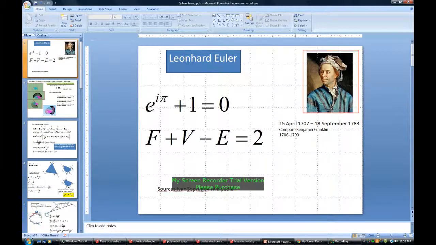But just for historical purposes, he's a man of the 18th century. He lived approximately the same lifespan as Benjamin Franklin. He would have been dying shortly after the American Revolution started.